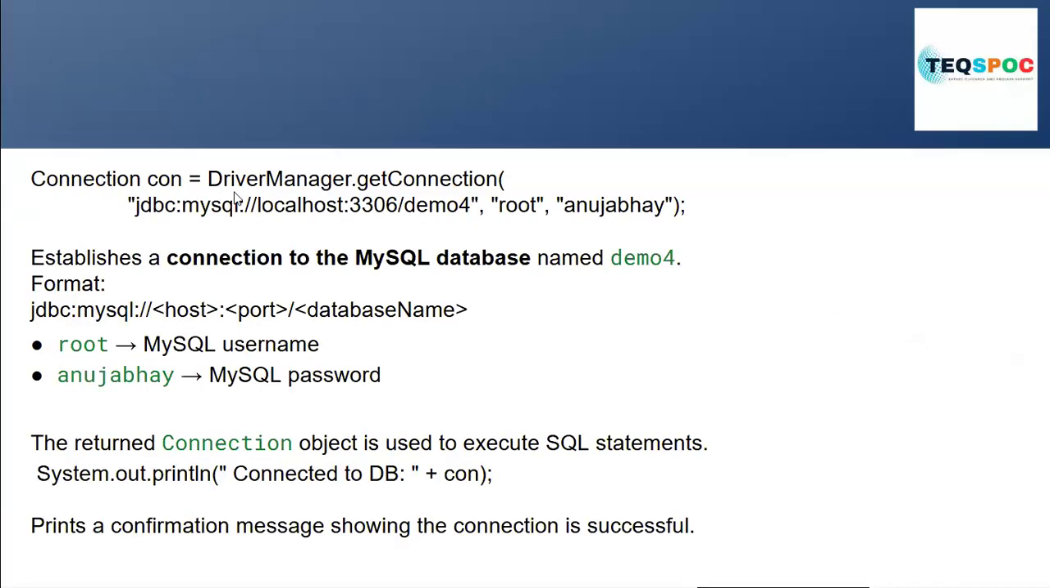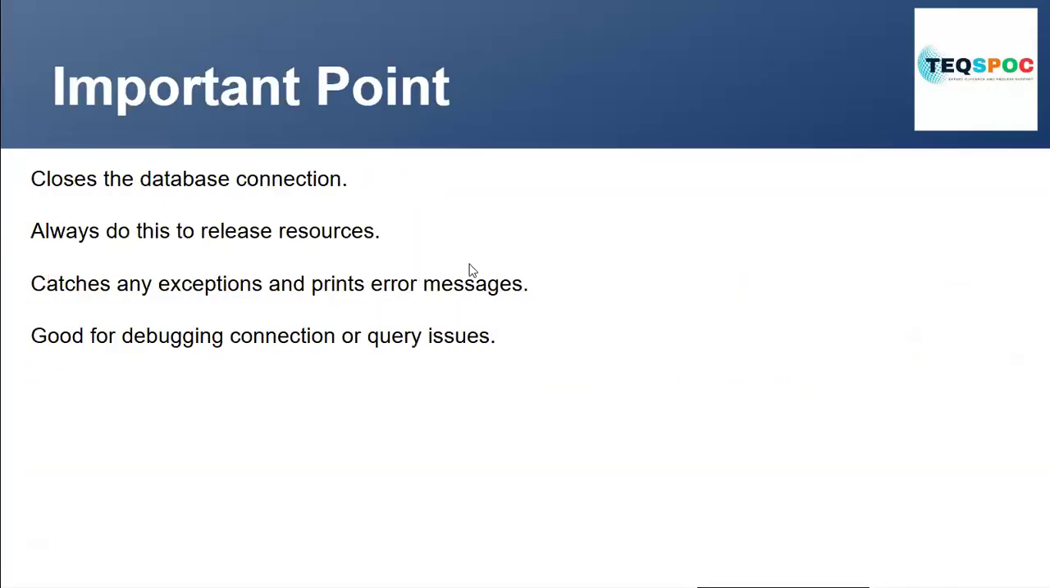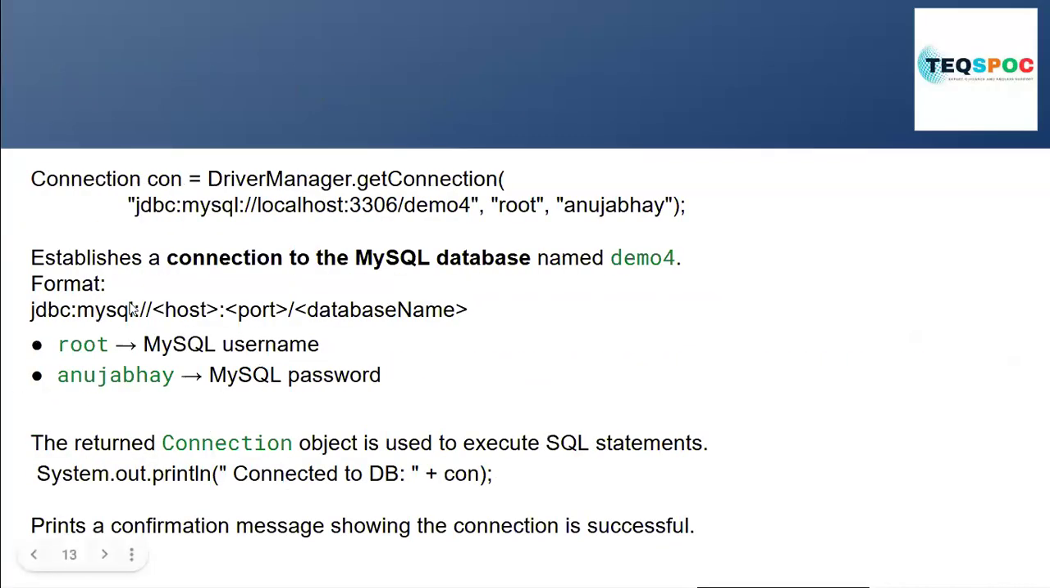Then we have seen Connection con equal to DriverManager.getConnection, and we are passing our parameters inside here. That is jdbc:mysql://localhost:3306/database name, username root. Okay, for making the connection with the DriverManager, everything should be correct. Otherwise, the connection will not be established. Okay, establish a connection to the MySQL database named demo. This is the syntax. This is root, that is the username, this is the password. Okay, return the connection object.